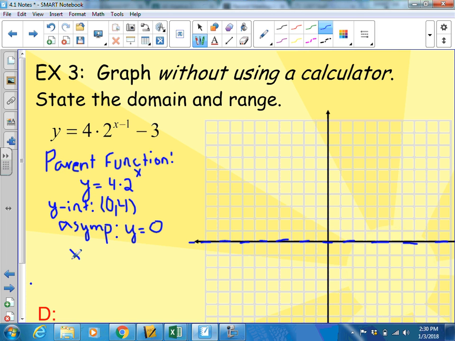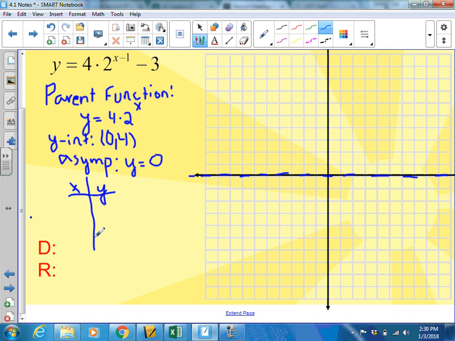Now, next thing is I'm going to create an XY table. 0, 4 is going to be part of that table. So we already have 0, 4. And then we're going to also use -2 and -1, and then 1 and 2. So we're just going to use those numbers. In this case, we're going to plug -2 in for x. Okay. So here, when we do that, basically we have 4 times 2 to the -2nd power.